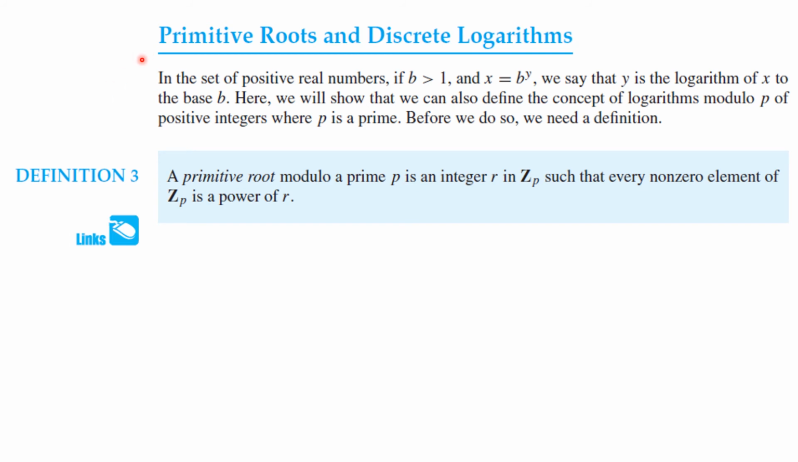This leads us to consideration of primitive roots and discrete logarithms. In the set of positive integers, if b is greater than 1 and x is equal to b to the y, we say that y is the logarithm of x base b. Well, we can actually define the concept of logarithm modulo p of positive integers where p is a prime. And we need a definition. A primitive root modulo a prime p is an integer r in Z_p such that every non-zero element of Z_p is a power of r. That is, if you start raising it to powers, you will generate Z_p.